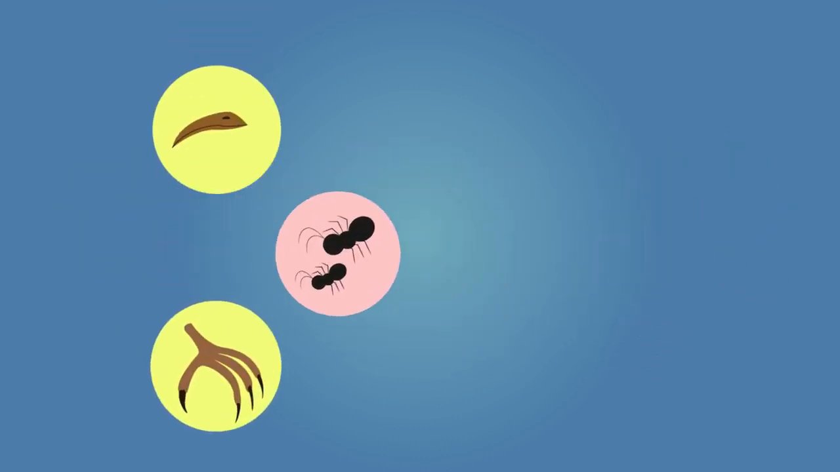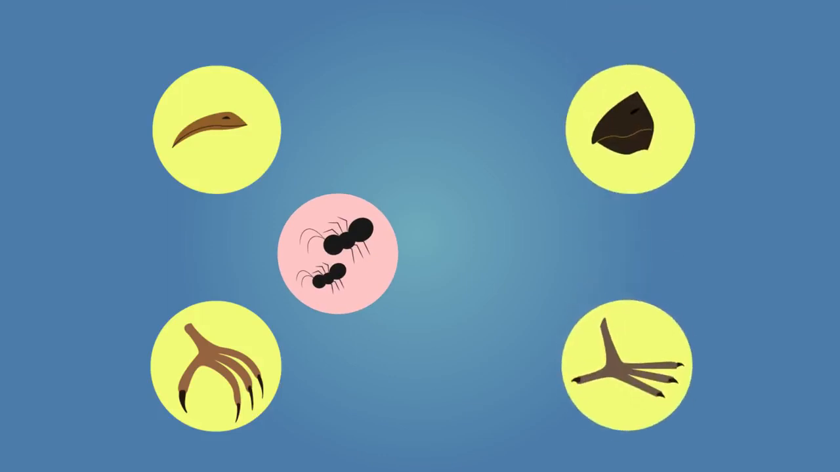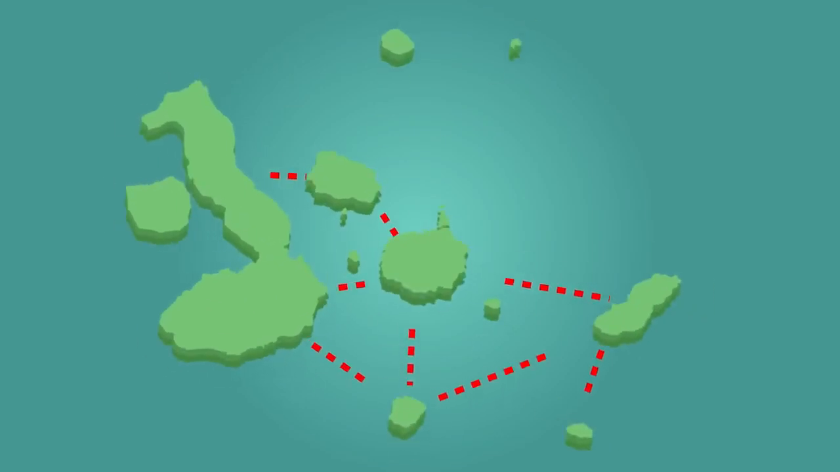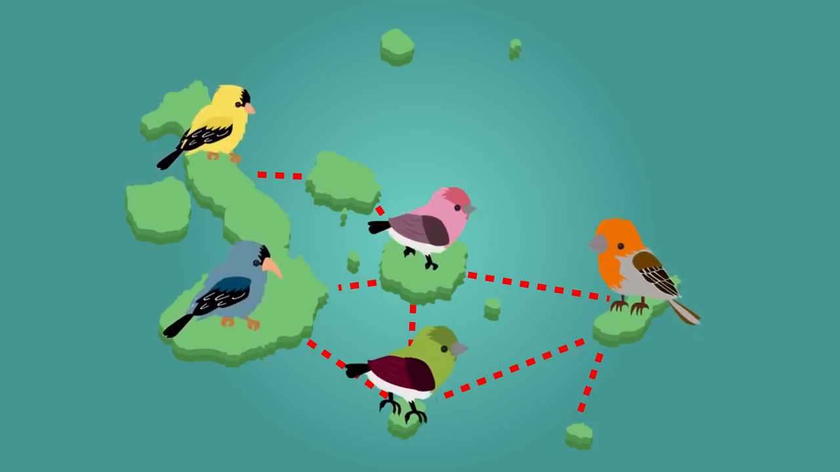Some of the birds had long, thin beaks and sharp claws suited to catching and eating insects, while others had large, powerful beaks suitable for cracking open nuts. Because of the distances between the islands, breeding between different species of finch was unlikely, and Darwin concluded that the finches must have evolved over time from the original mainland species to suit the conditions found on each individual island.